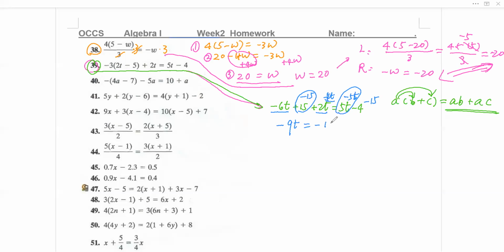Negative 19, right? So both sides divide by the same number. What is the same number? Negative 9. We try to make this coefficient of t become 1. Both sides divide by negative 9. So you get t equals 19 over 9. Right? This is the final answer, the final solution.